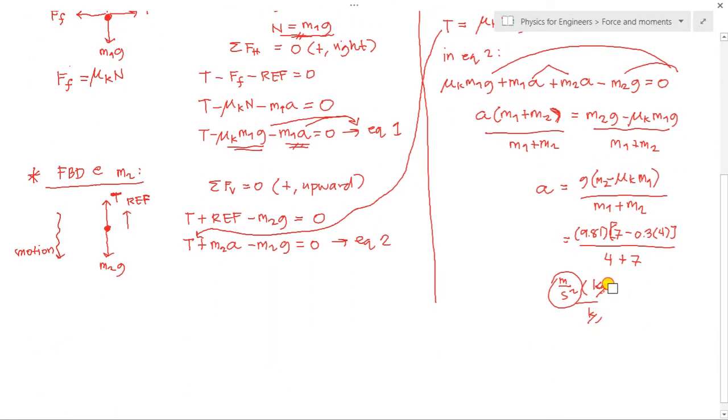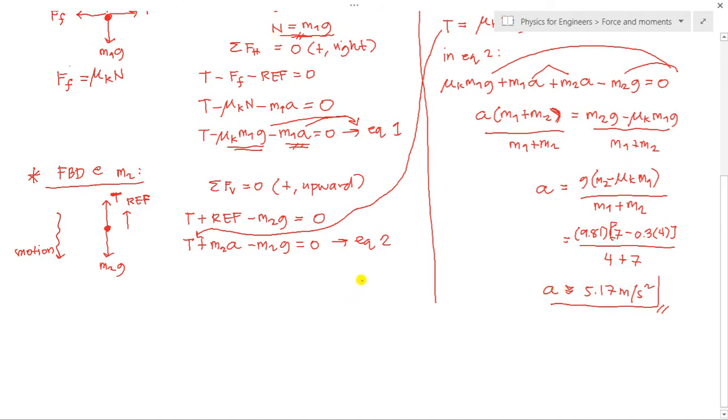Okay, let's erase this. If you have a calculator, we try to solve or simplify this. So we have 9.81 multiplied by 7 minus 0.3 times 4, divided by 4 plus 7. The resulting acceleration is approximately 5.17 meters per second squared. So this would be our first answer for our acceleration.